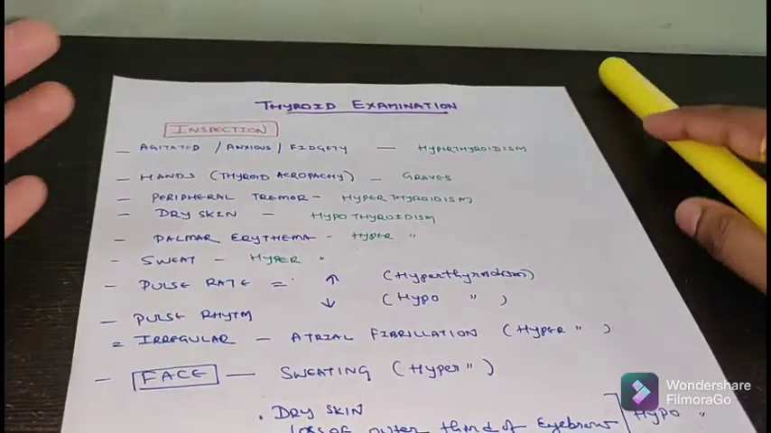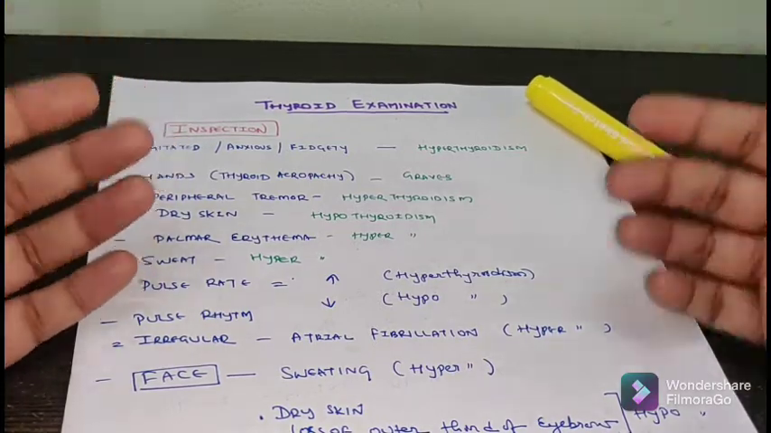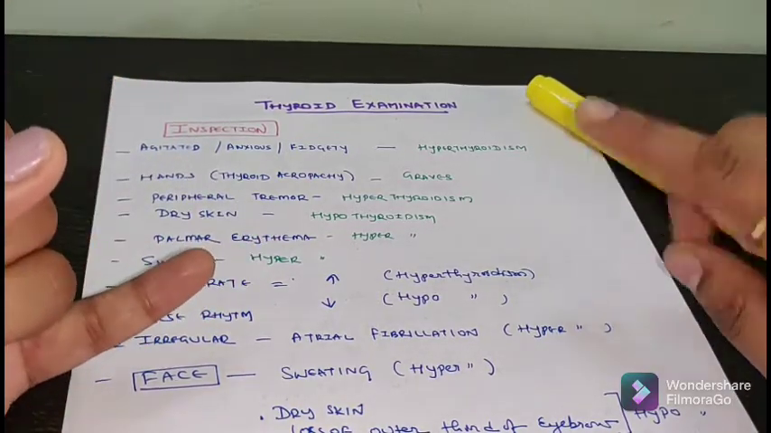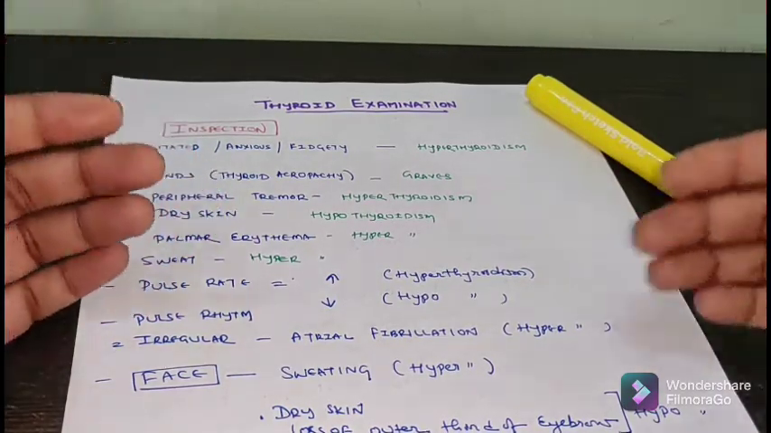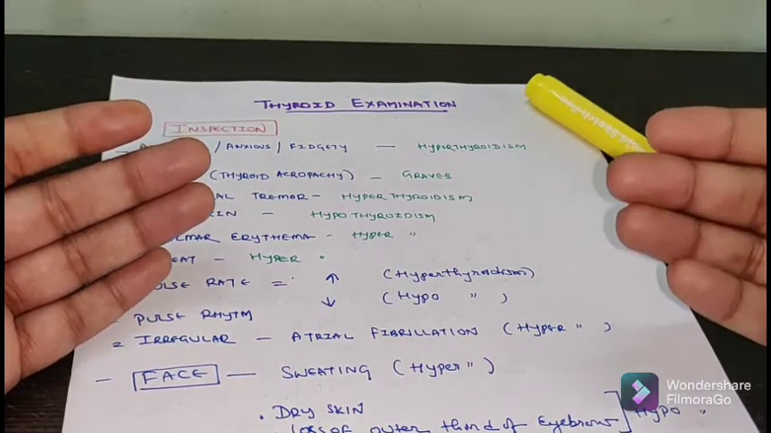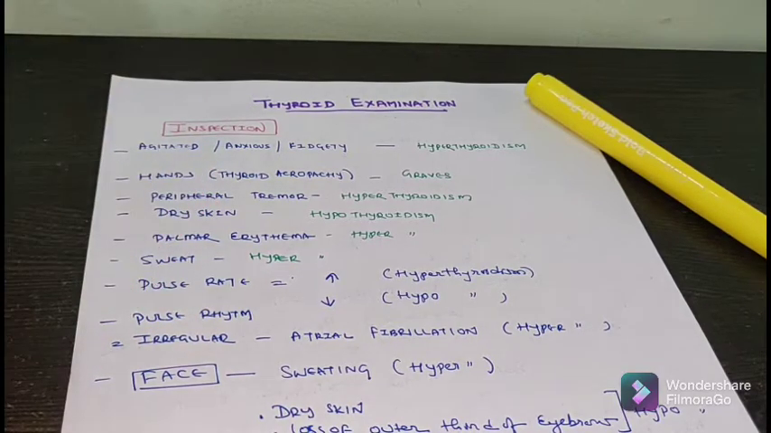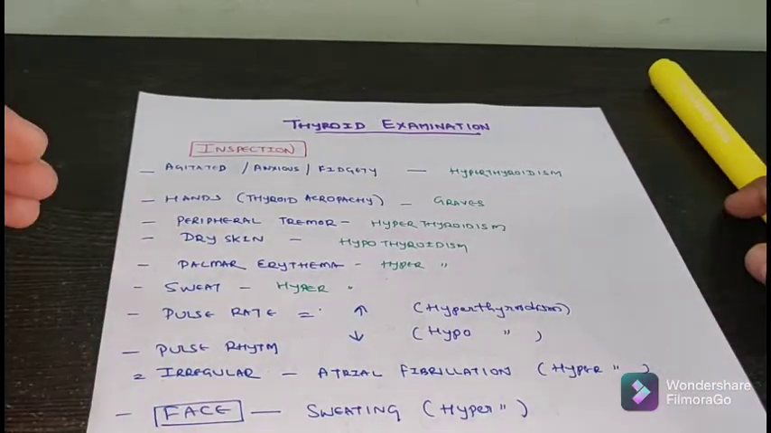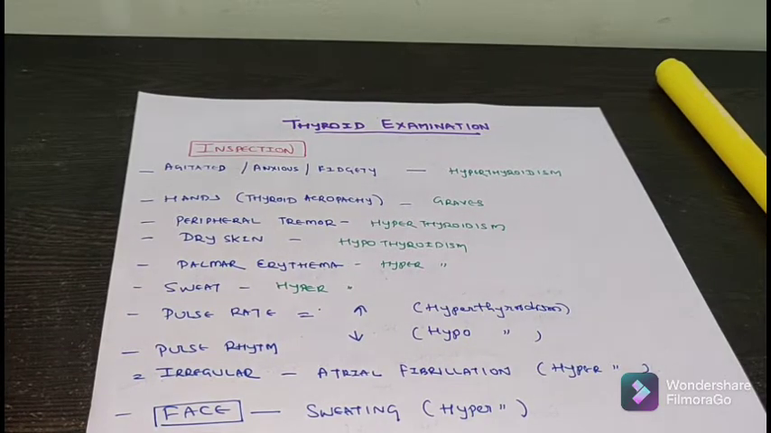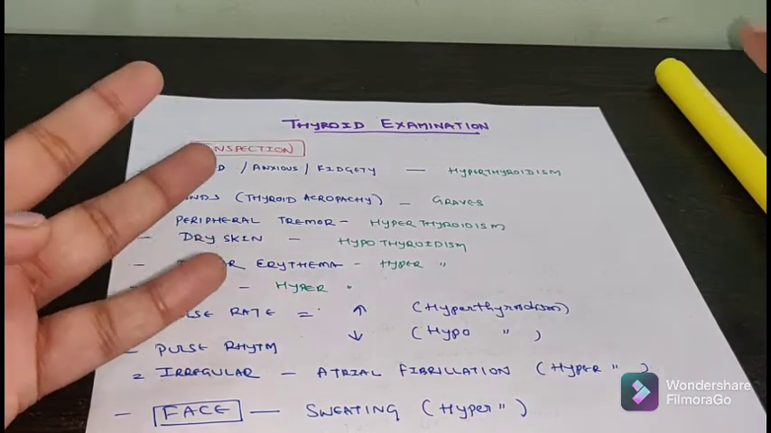In this video friends, I will be explaining regarding the examination of the thyroid gland. Till now I have discussed regarding the anatomy of the thyroid gland, that is the structure of the thyroid gland, the relations of the thyroid gland, the arterial supply, nerve supply, and the venous drainage of the thyroid gland. So now I will be discussing regarding the thyroid examination. We will be dividing the examination into 4, that is the inspection, palpation, percussion and auscultation.